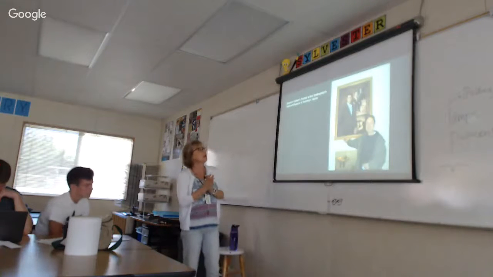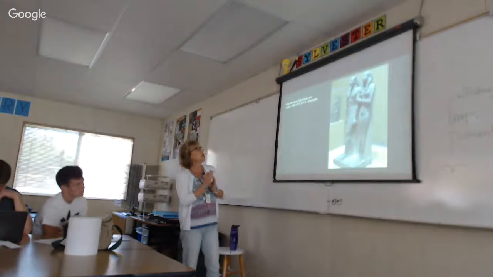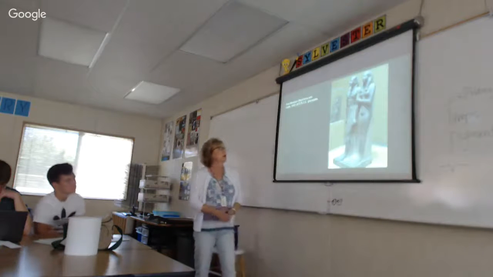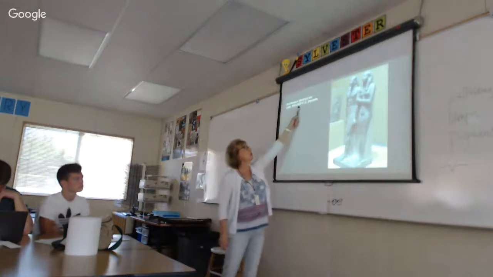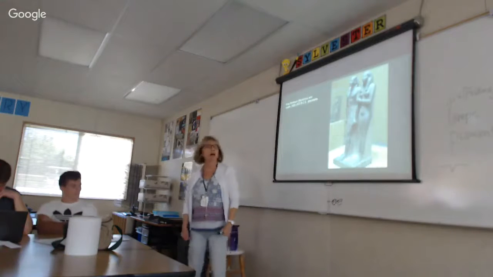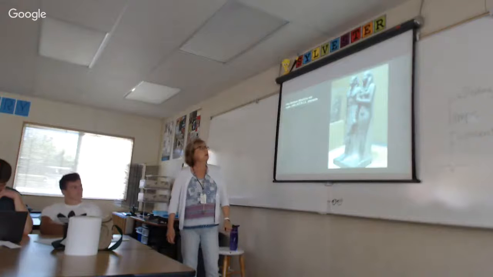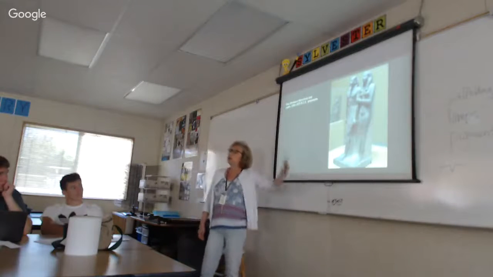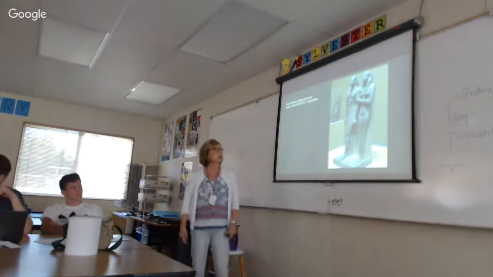Okay, next slide. Okay, so this is King Menkaure and his queen. This is done out of graywacke, and it was done in the 2000 BCE era. This was not done just so people would know what he looked like. We'll talk about that in a minute. Okay, next one.